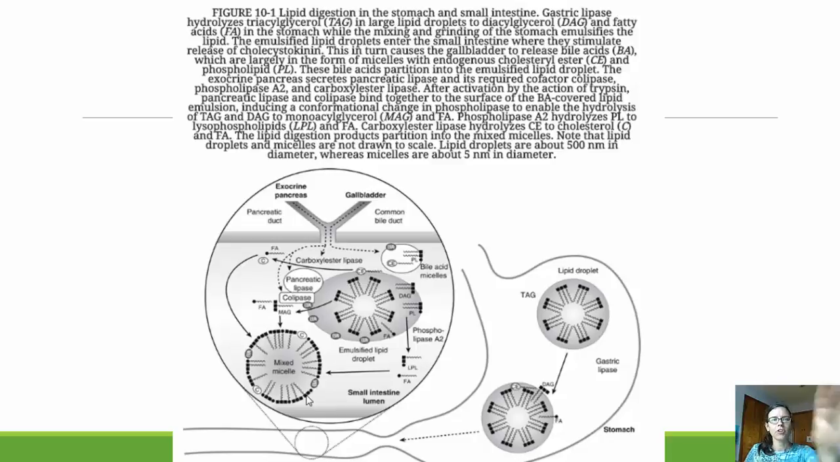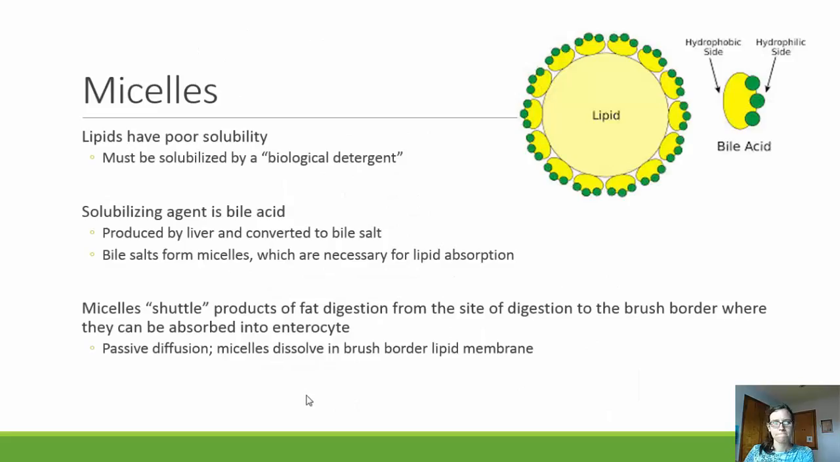And so definitely look at this description and walk through it and make sure that you understand what they're talking about, because I think it is a pretty good explanation. Okay, so we're still in the small intestine.